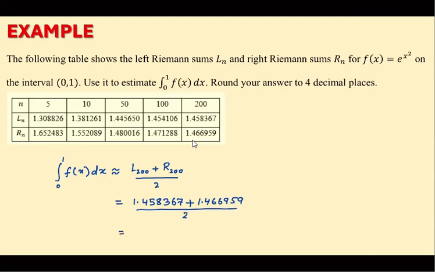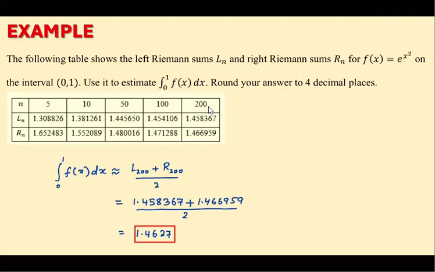So if you add these two and divide by 2 and round your answer to 4 decimal places, you can use your calculator to simplify this. You should get 1.4627. So that is the approximate value of this definite integral from 0 up to 1 of that function. So we can use the Riemann sum to estimate the value of the definite integral. But remember, when n goes higher and higher, the value will be more and more accurate.